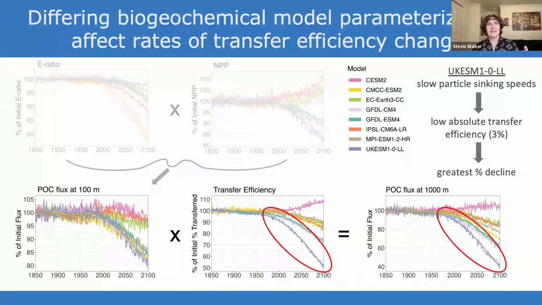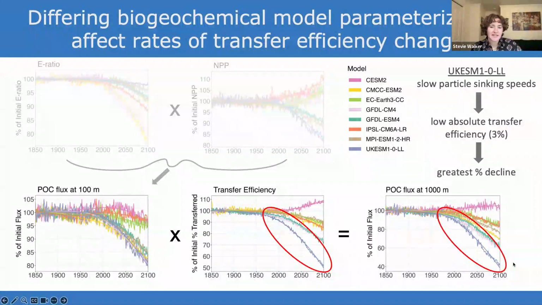So this would lead to very low absolute transfer efficiency, which UK ESM has a global average transfer efficiency of only 3%. So this would result in very pronounced declines when you normalize it and calculate the transfer efficiency change, which would also result in very pronounced declines at 1,000 meters.